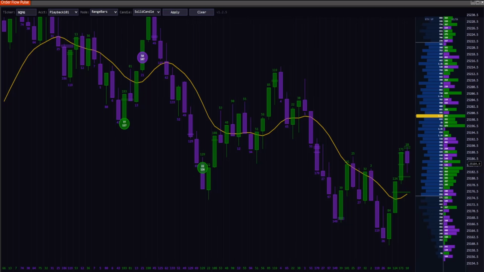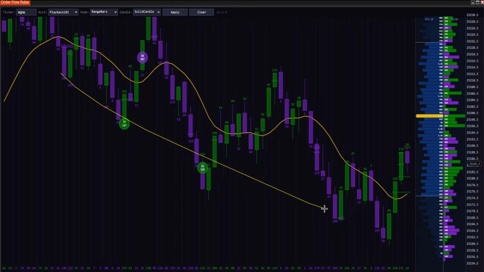Now, the main strategy that I use is this one right here, where, as you can see, we have been selling off. But the moving average on the 5 minute was still sloping upwards. So I'm not looking to take shorts. I was only looking to take longs.